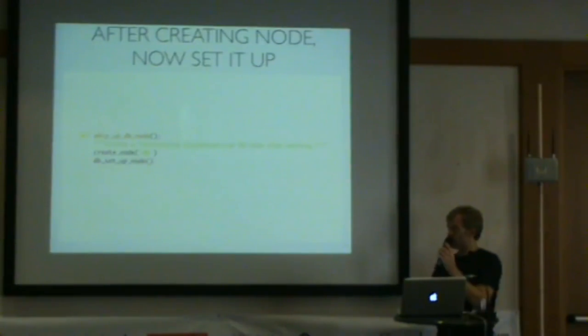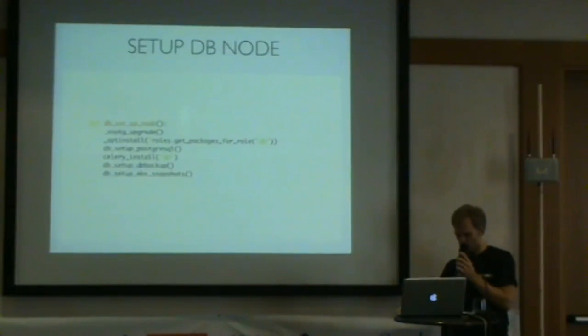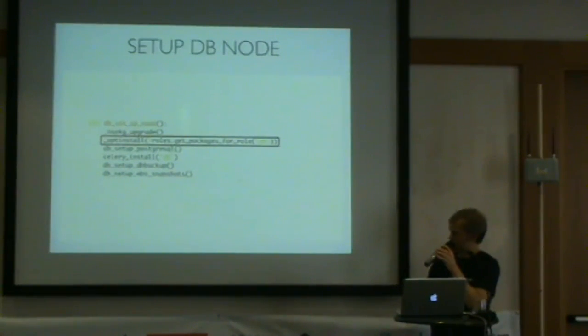So going back to our whipup DB node method, we're now here. And what does this look like? We do a package upgrade on the machine, and then this is where we install all the Ubuntu packages that we need based on the role of the machine. So we pass in the role is database, and let's look at what that looks like.